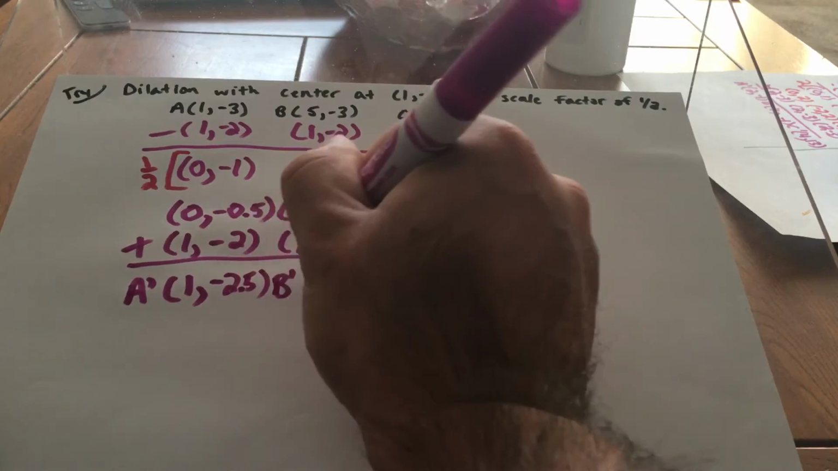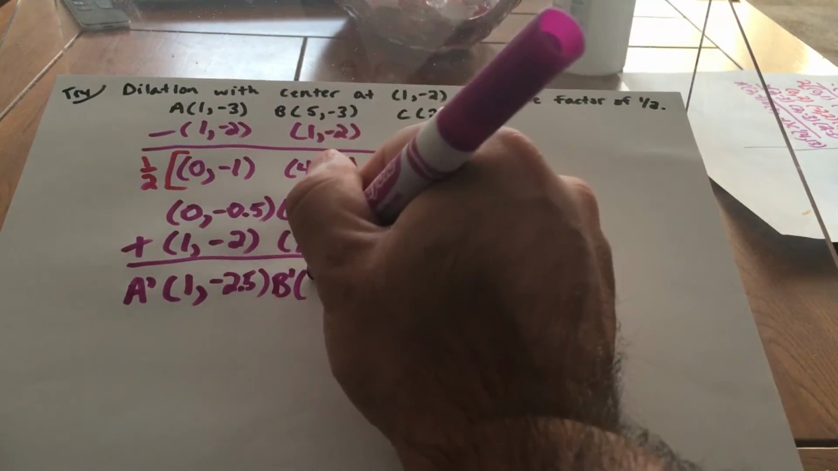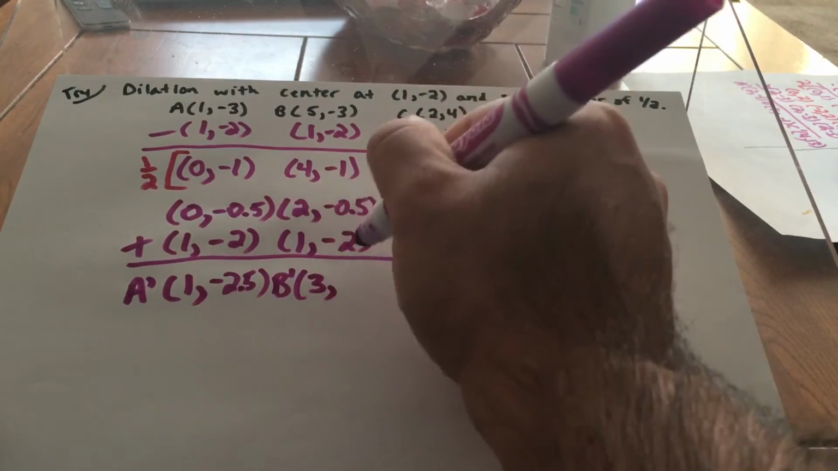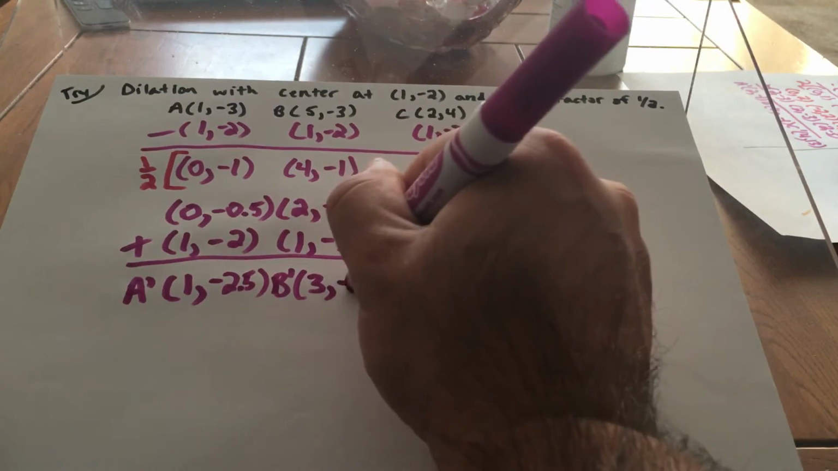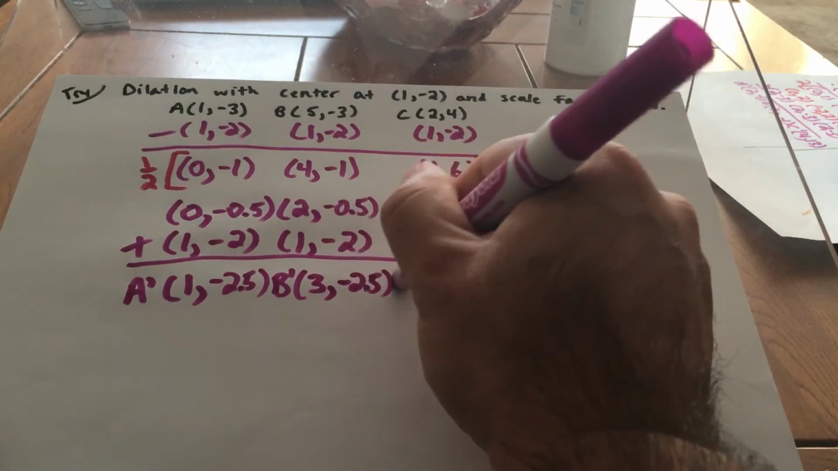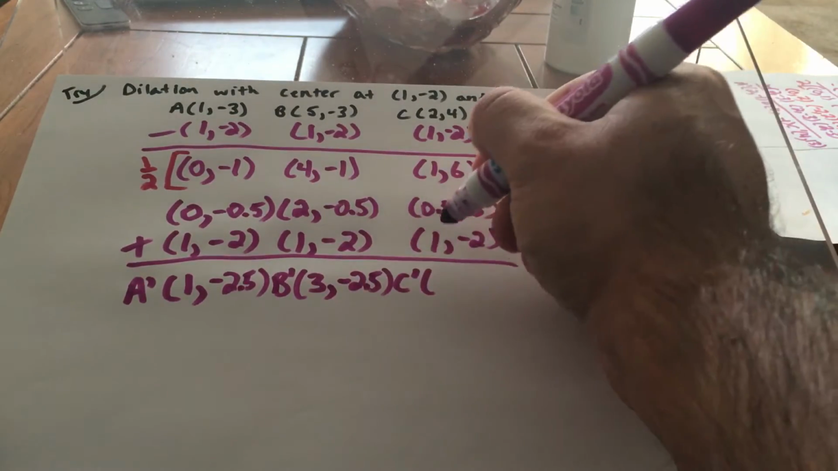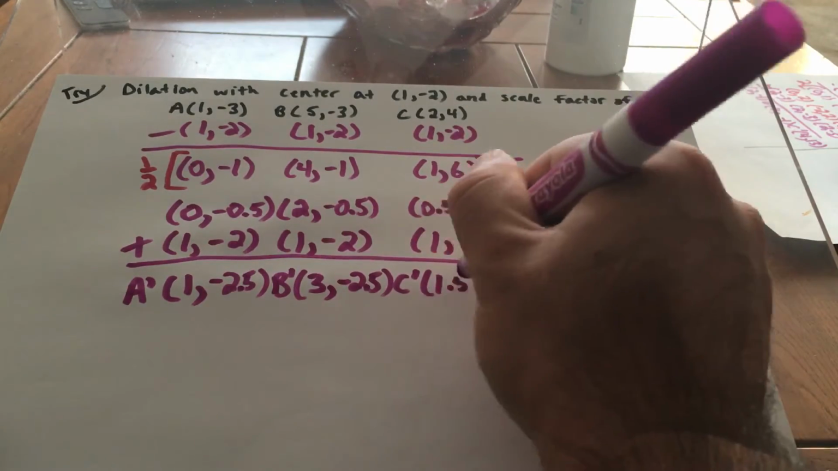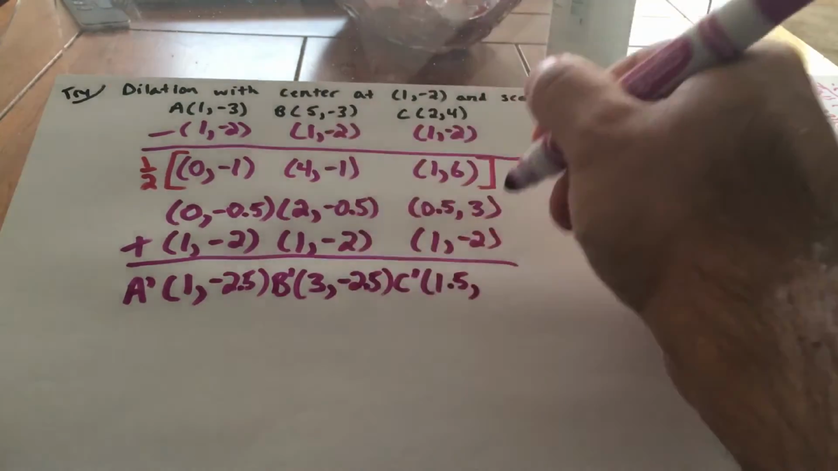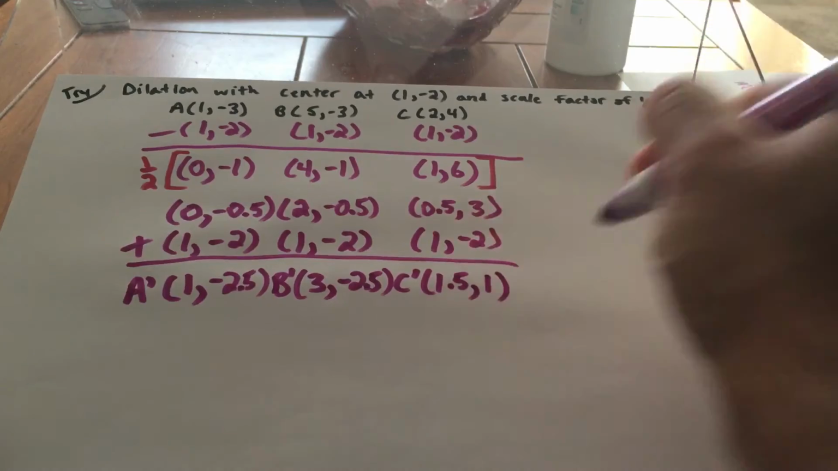The next one's going to be B prime. 2 plus 1 is 3. -0.5 minus 2 is -2.5. And then finally, our C prime is going to be 0.5 plus 1, which is 1.5. 3 plus a negative, or 3 minus 2, is 1.